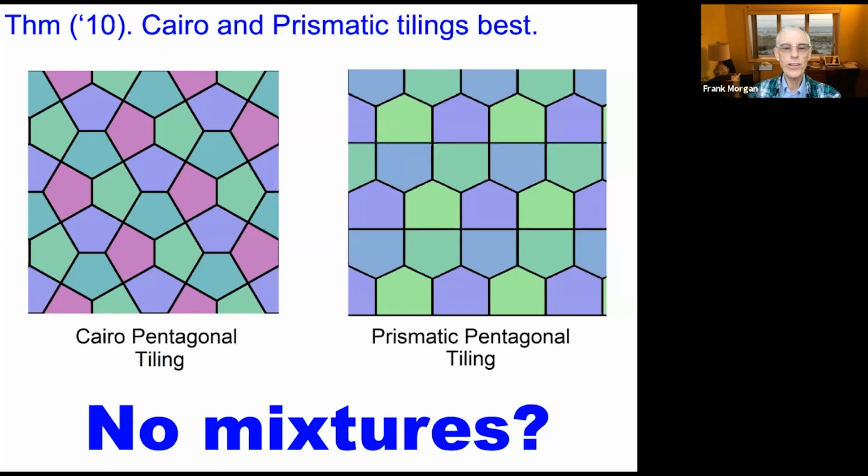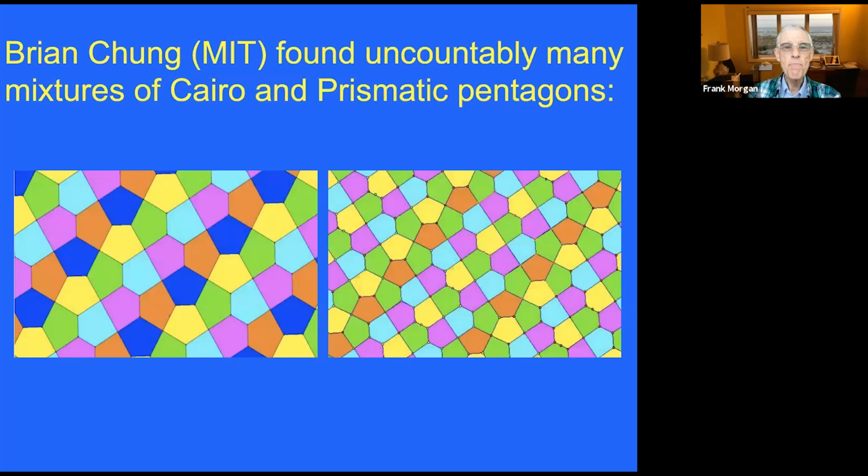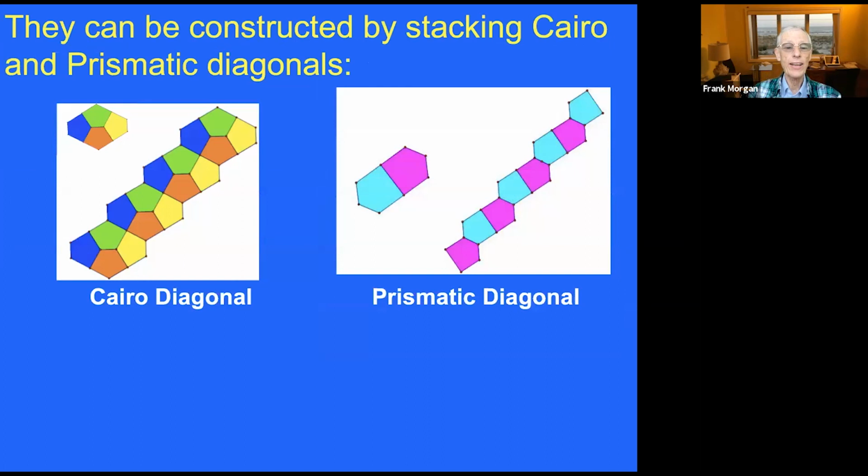And within just a couple of days, I didn't have to wait long, there was a counterexample. In fact, infinitely many mixtures of Cairo and prismatic pentagons by a freshman at MIT by the name of Brian Chung. And his strategy was this. He noticed that you can put the Cairo tiles along a diagonal, and you can also put the prismatic tiles along a diagonal, and then you can just alternate these diagonals in any fashion you like.